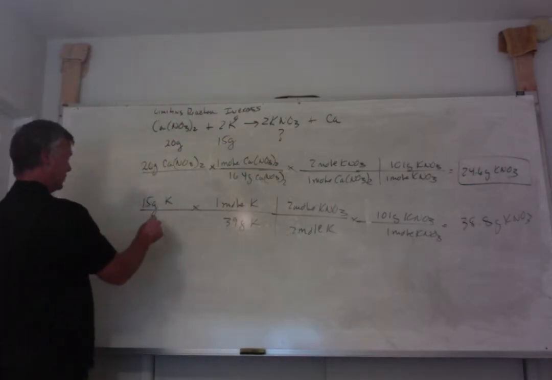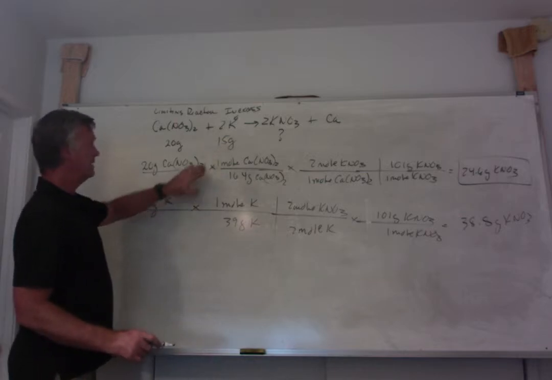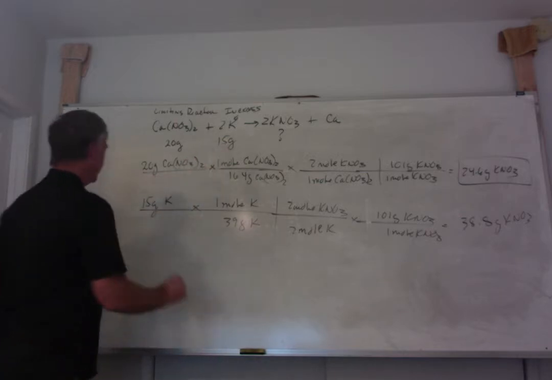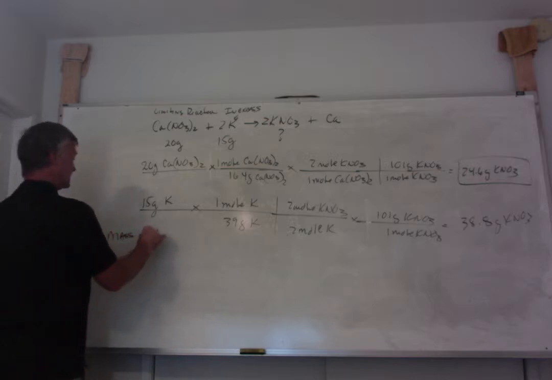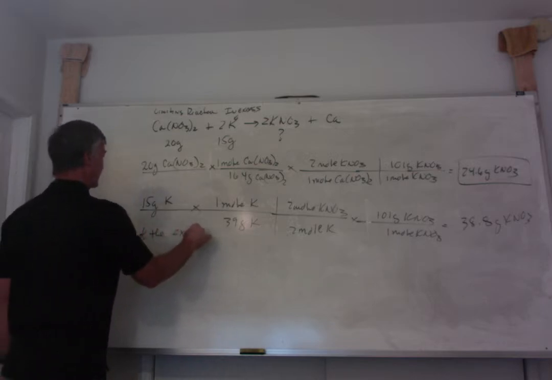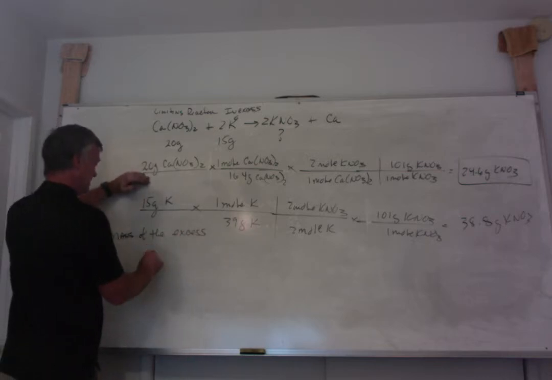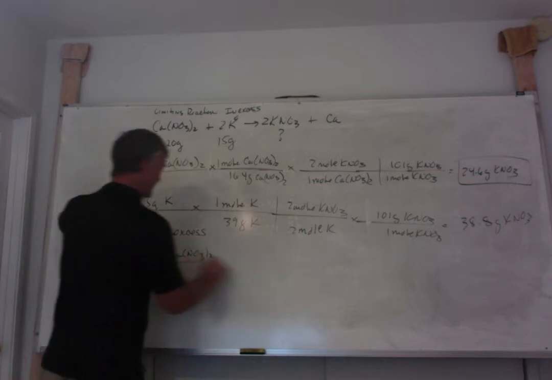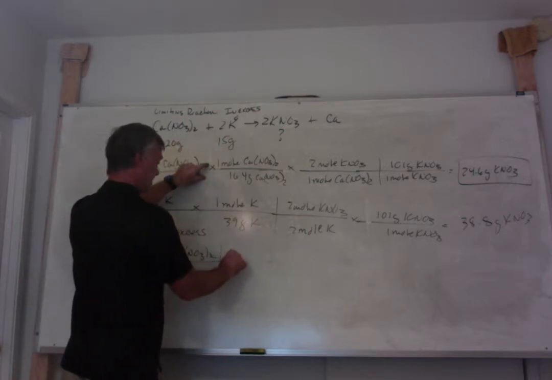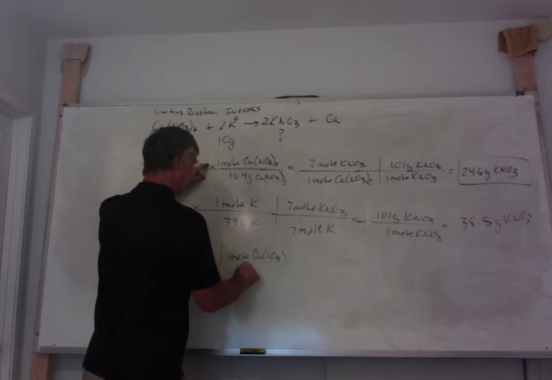I could then ask the question, how much excess do I have? How much extra potassium did I have? This is called the mass of the excess, or the amount of the excess. And in order to get the amount of the excess, what I need to do is go back to what I know is limiting, 20 grams of calcium nitrate. That's controlling the problem. 1 mole of calcium nitrate is 164 grams of calcium nitrate.